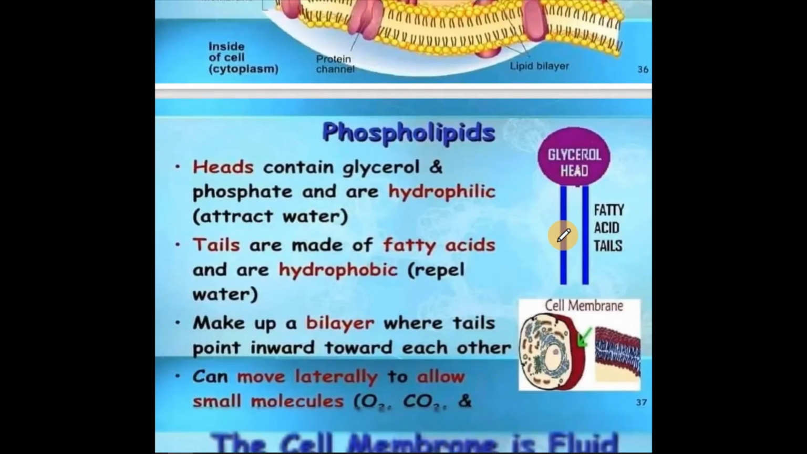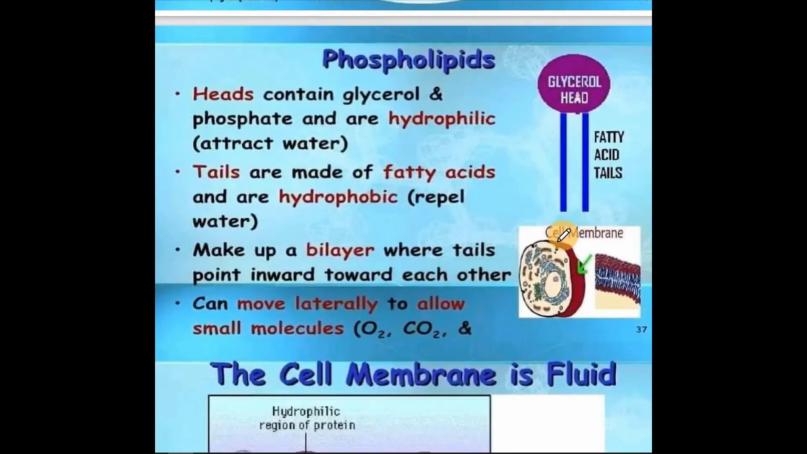So now let's classify phospholipids. A phospholipid is made of glycerol, the phosphates, and a hydrophilic portion. The glycerol is the head, which is hydrophilic. The phosphate is also bonded to the head. It also has an alcohol, and the hydrophobic portion is the fatty acid tail. The tails are made of fatty acids, and they are hydrophobic in the sense that they repel water molecules.